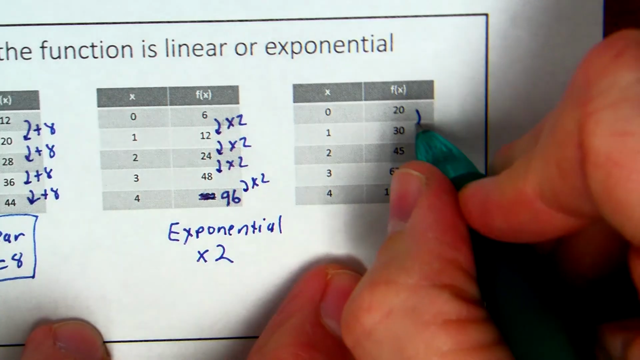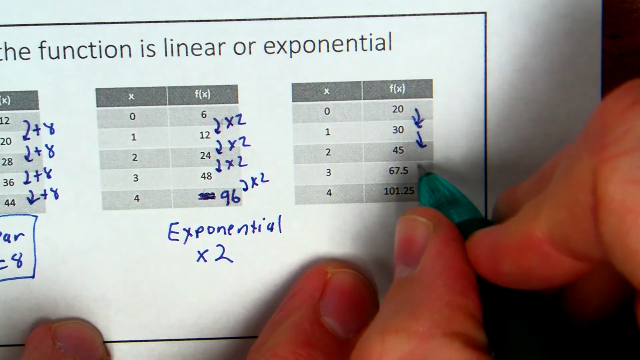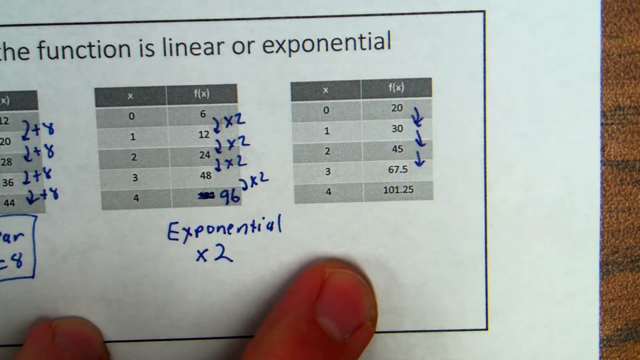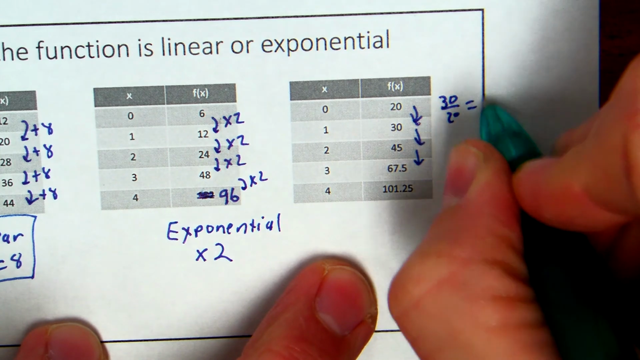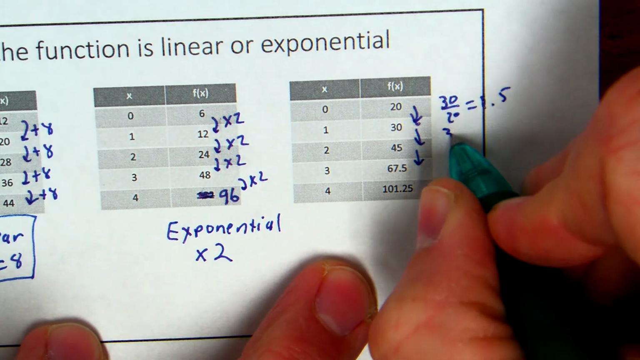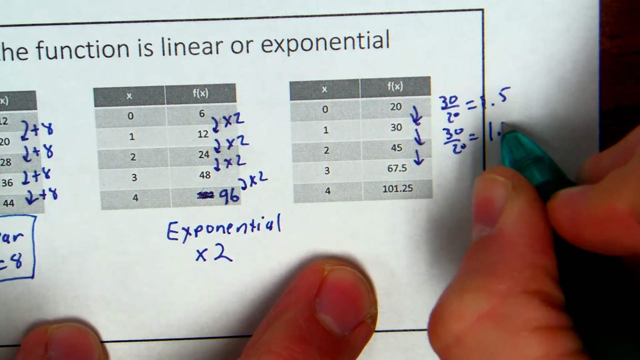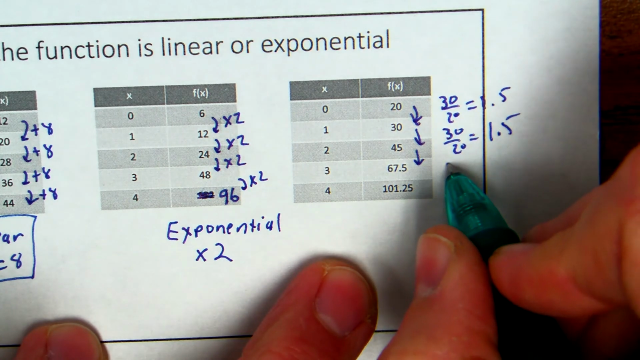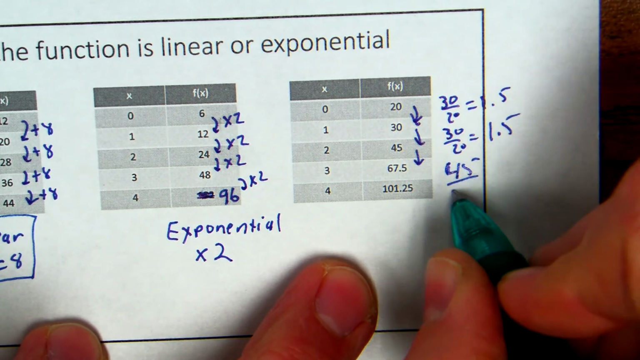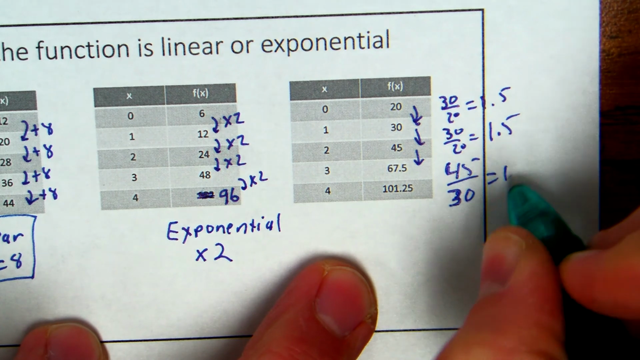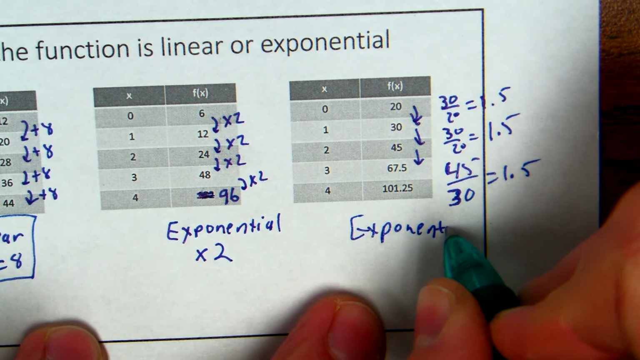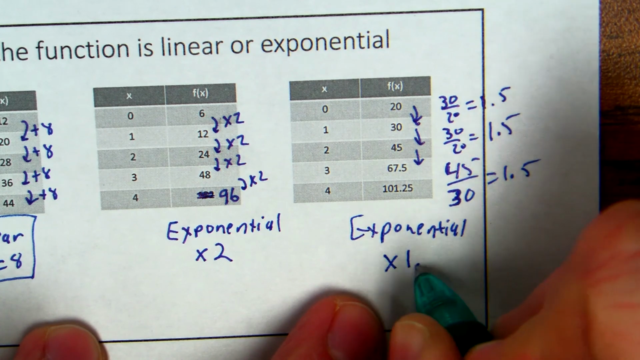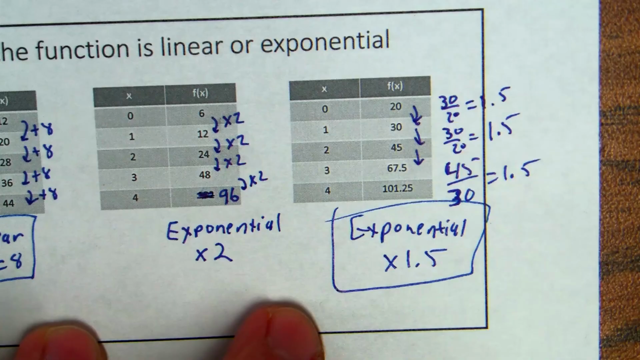Over here, +10, +15, +22.5 certainly doesn't work. But if I take the new divided by the old, I find that each time I'm growing by a factor of 1.5. This is exponential with a factor of 1.5.